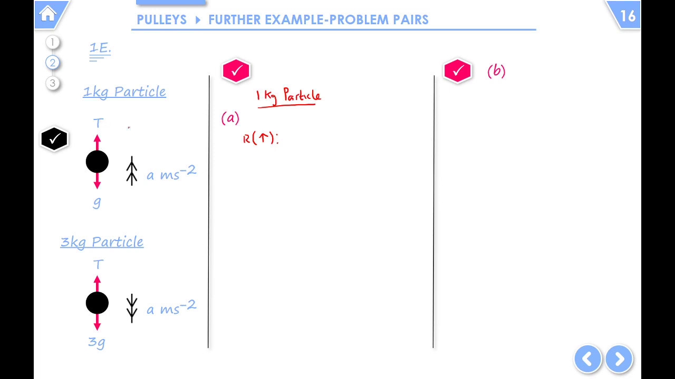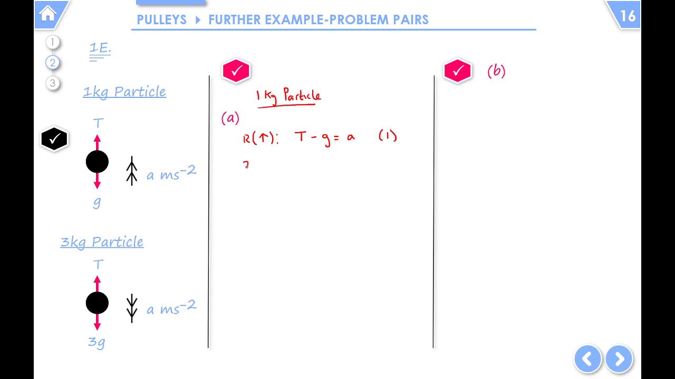So going upwards, I've got T, so that's just going to go there. Downwards force is 1G, or just G. So that's going to be negative, so T minus G, and that's going to equal mass times acceleration. The mass is 1 kilogram, so this is just 1A, or A. I'm going to call that equation number 1.